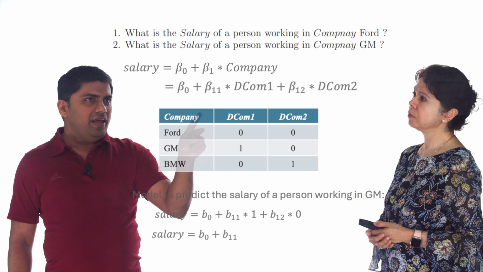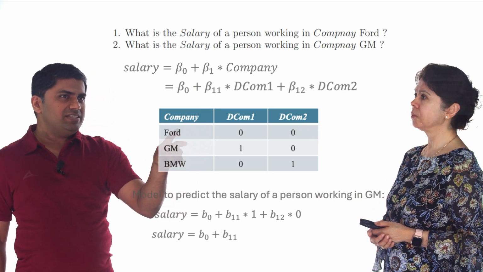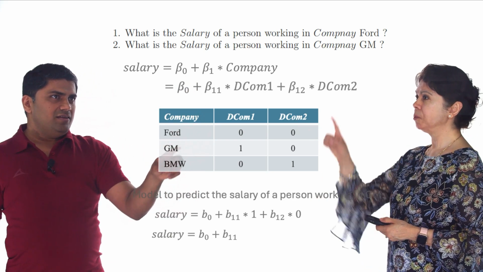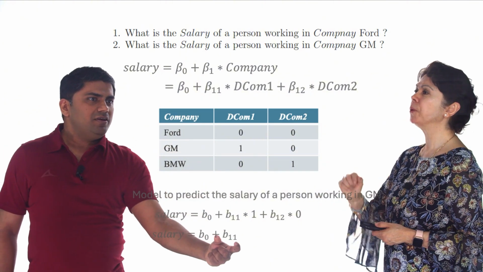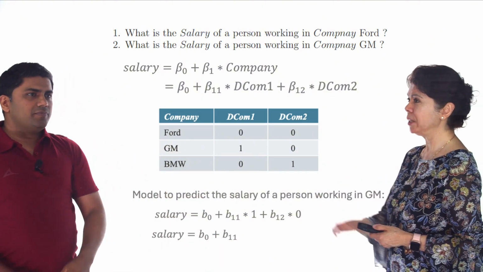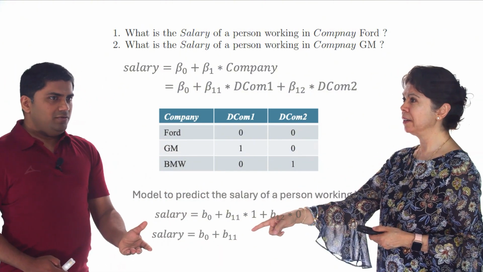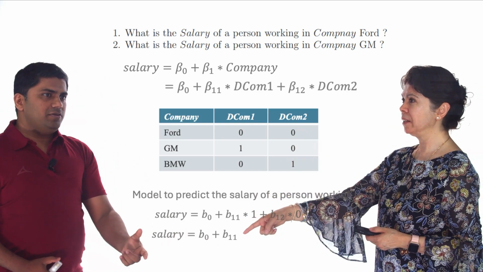That means when a person changes company, what will be the change in salary? Oh, it would be the beta 1. You see? Okay, I see. Yes. So he's working in Ford. That's not there. But if he moves to GM, then he has that.